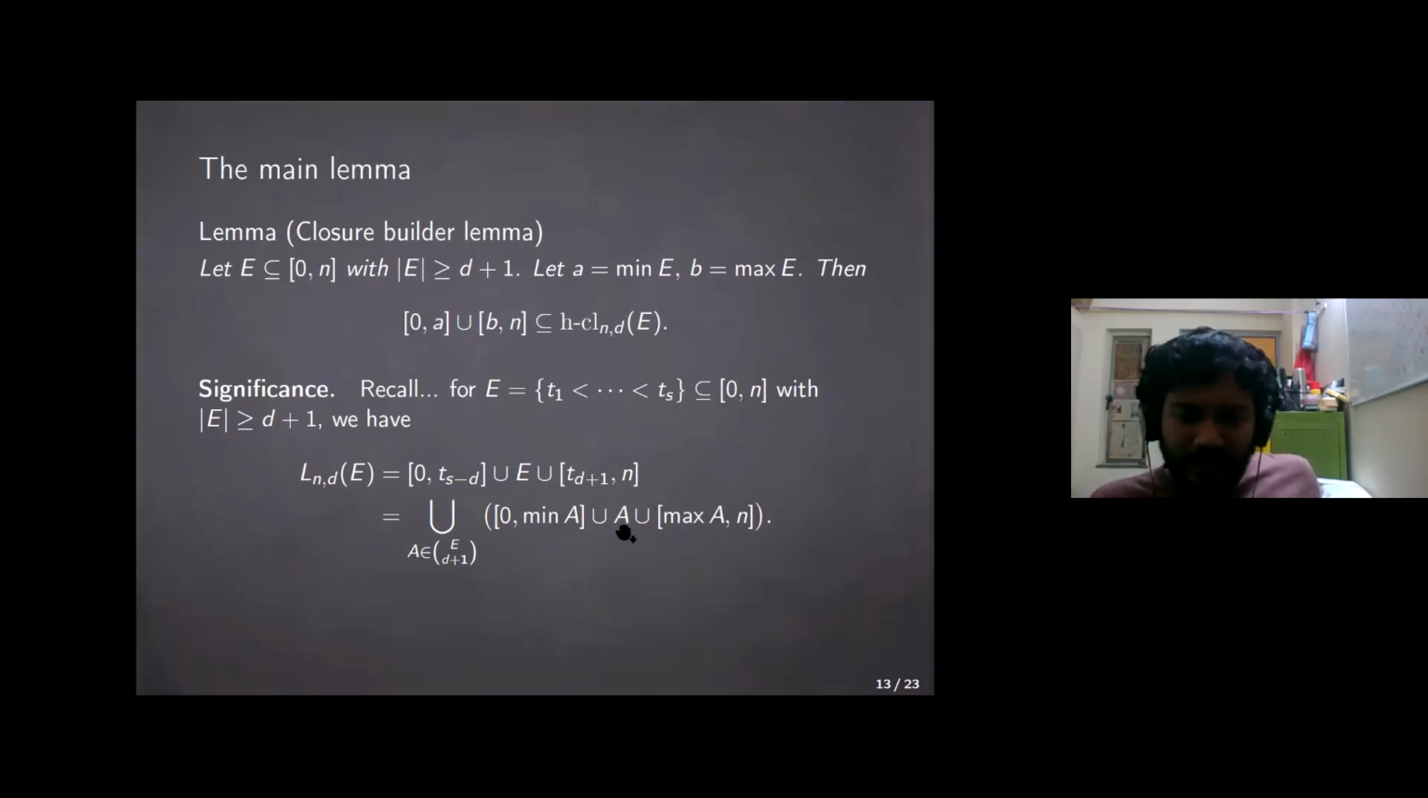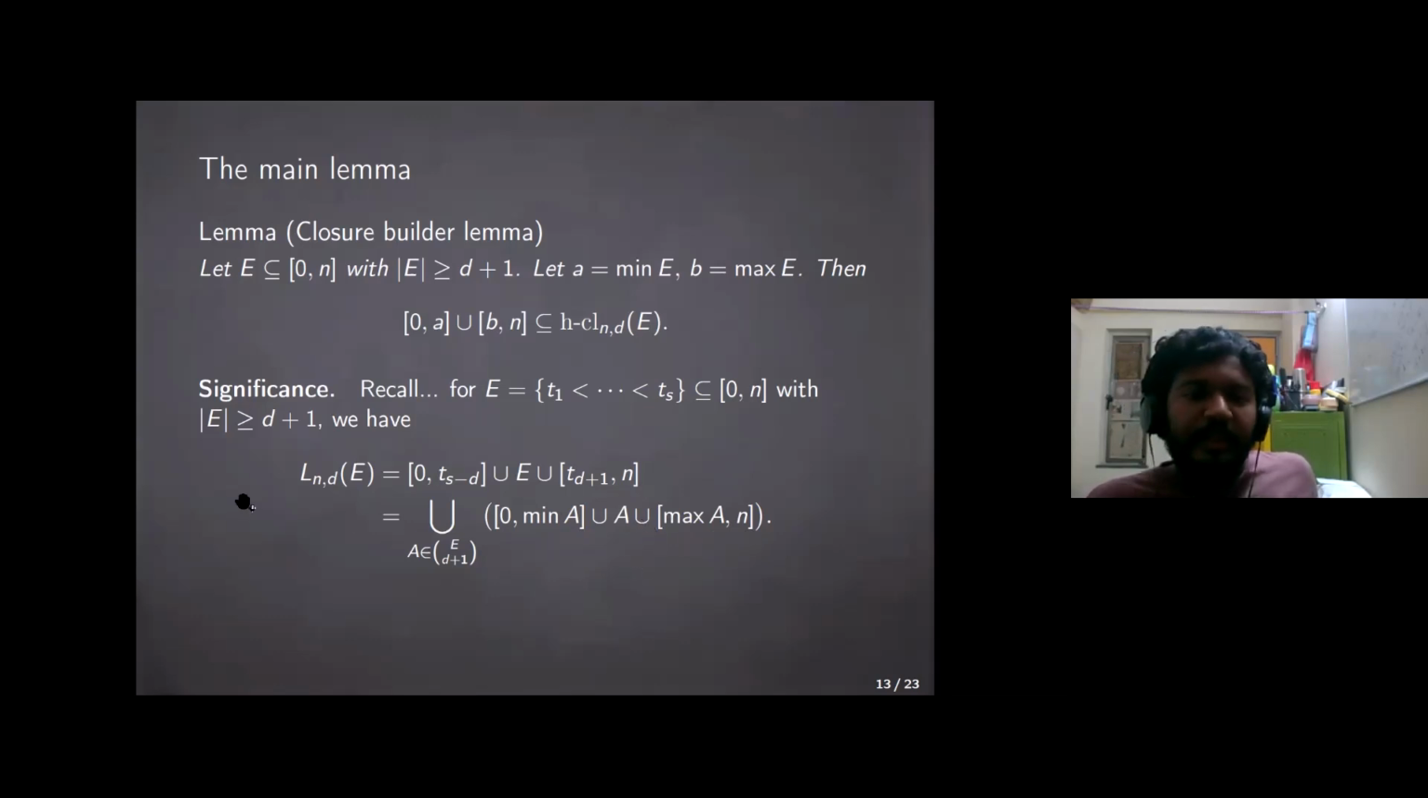However, this is also equal to this larger union where you vary across all d plus 1 sized subsets of E and add the layers which you get by applying the lemma. Okay, so the lemma says you pick any subset of size d plus 1 of E, and let's call it A, everything from 0 to the minimum of A and everything from max of A to n should be in the closure of A. But A is a subset of E and it's a closure operator. So all of these are going to be in the closure of E.